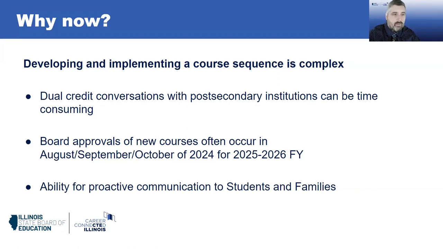Oftentimes some of this work happens over the summer as well, and I think most of you know those conversations take place over the summer. Finally, there is the ability to be proactive with students and families. If you are making changes to your course sequence, even little changes, you're able to communicate to your community members why those changes occurred, how they will impact students who are in a current pathway, and how they may impact students in the future. Being able to proactively communicate that, we felt, is key to this conversation.